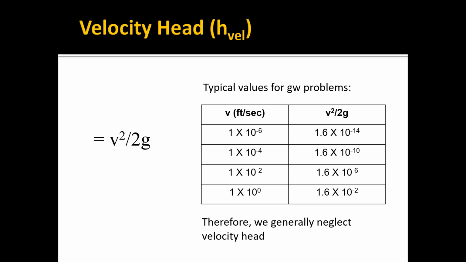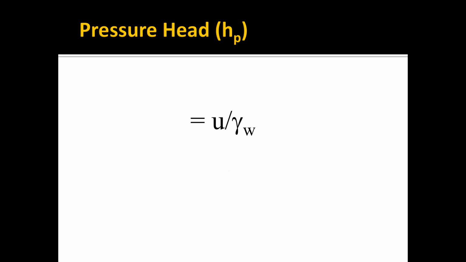That's so small. Even when you get down to 1 foot per second, which for groundwater is almost unheard of. The only time you'd see water flowing that fast might be right next to a well that's pumping water out. And even then, it's 1.6 times 10 to the minus 2, so that would be just a couple millimeters. Just pretty much negligible. Therefore, in groundwater problems, we generally neglect velocity head. It's not worth keeping track of. So we're just going to strike that from our equation.